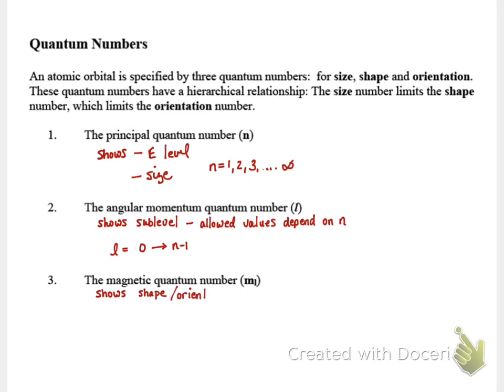The third orbital quantum number is the magnetic quantum number, and it is m sub ℓ. That's supposed to be a little ℓ there. It shows orientation, and its values depend on ℓ. So m sub ℓ can be from −ℓ up to 0 to +ℓ.